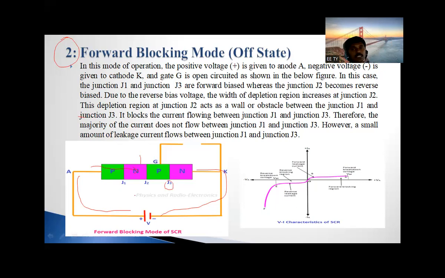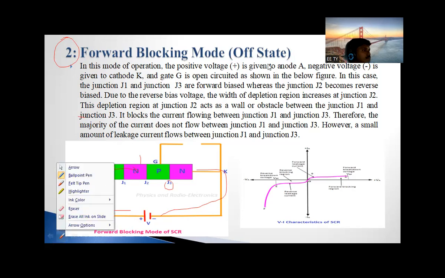So due to this, the current is not flowing from anode to cathode, but a small amount of leakage current is flowing, okay. So no current is flowing means still it will act as an off switch. तो करंट फ्लो नहीं हो रहा है मतलब कि ऑफ है ना, clear. So still it will act as an off switch, that's why we have written the off state here.